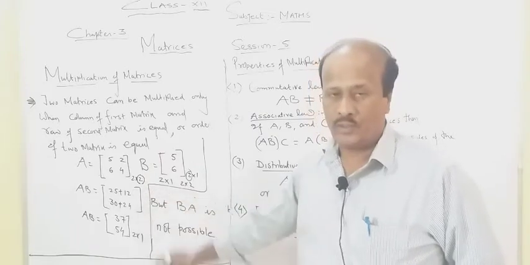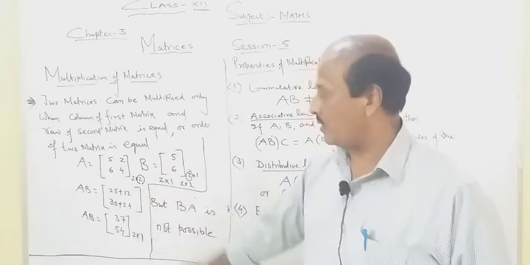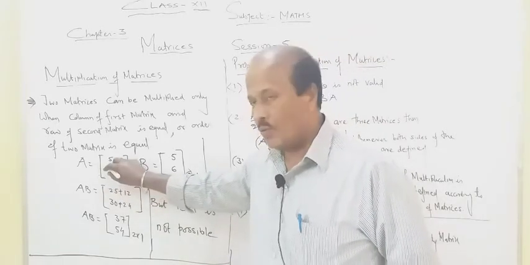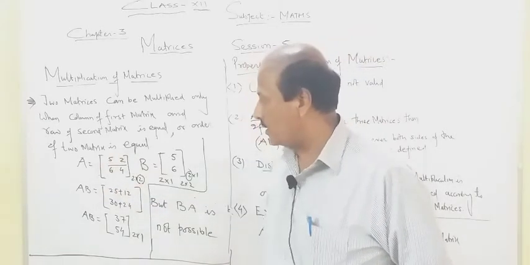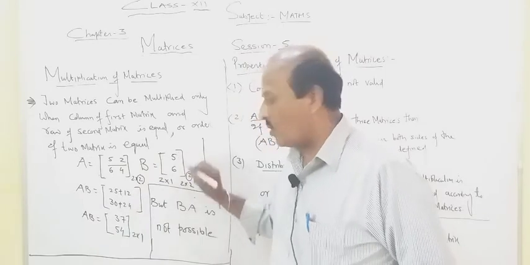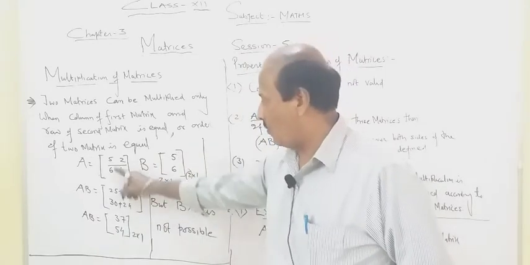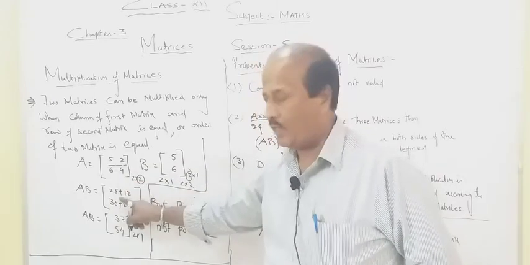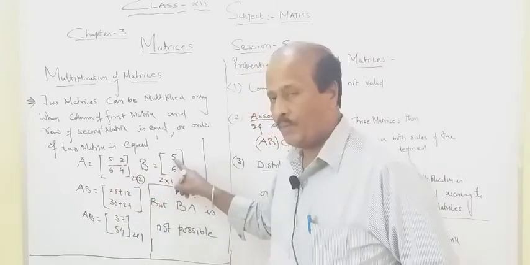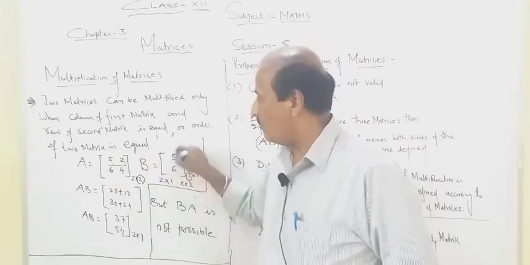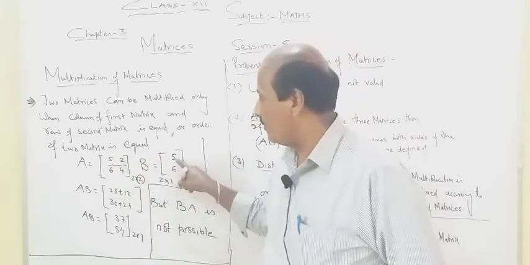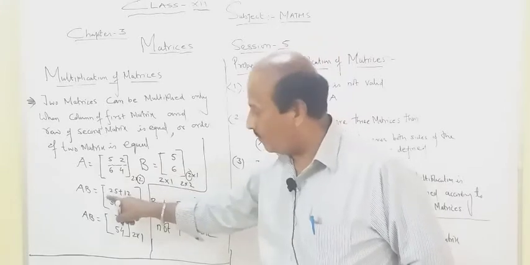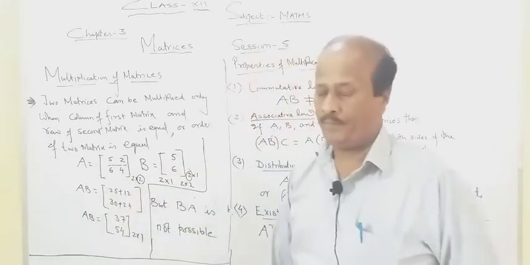Already I told you 2-3 examples in a previous session. Last time I told you to take the row of the first matrix and the column of the second matrix. So 5 5s are 25, 2 6s are 12. First row and first column: 5 5s are 25 and 2 6s are 12. So you will get the first member of AB.